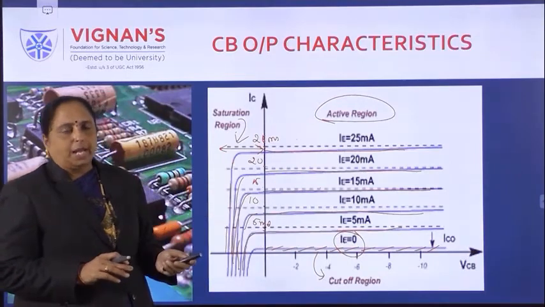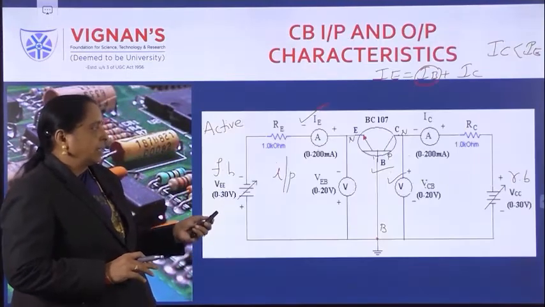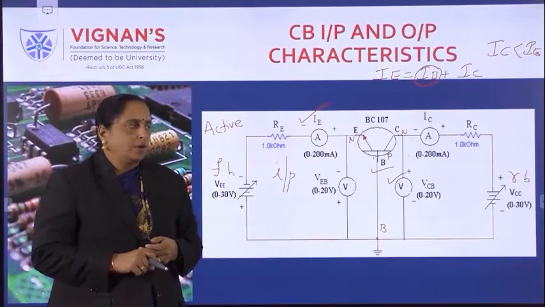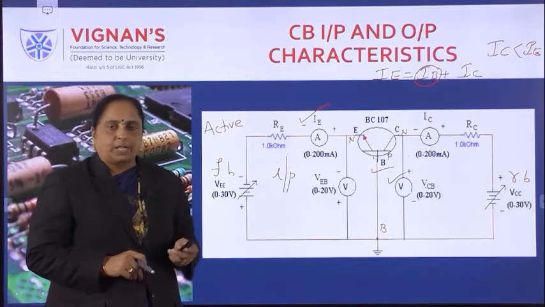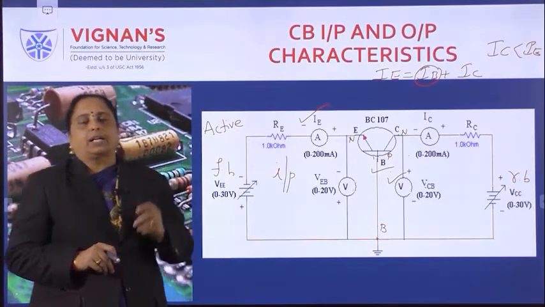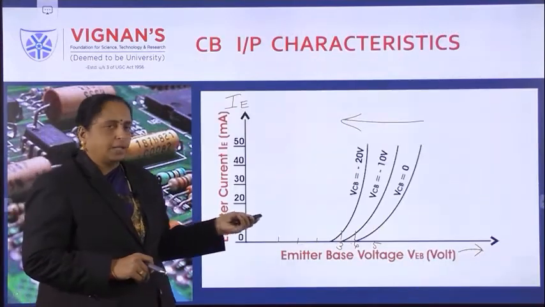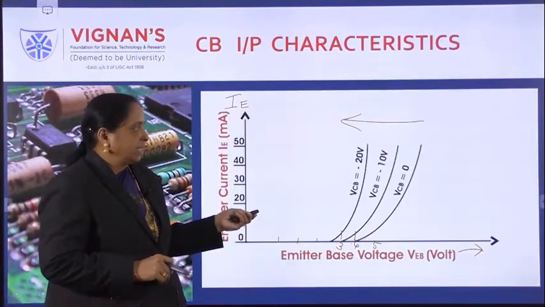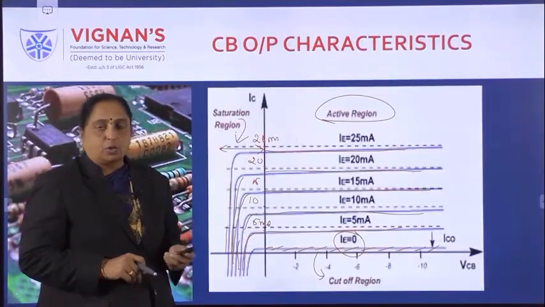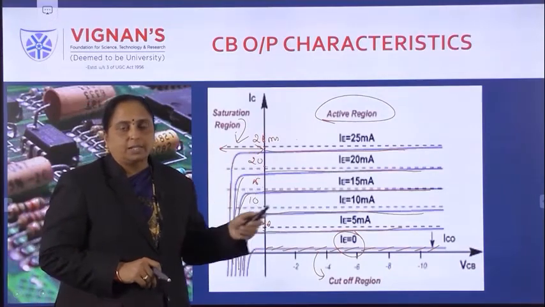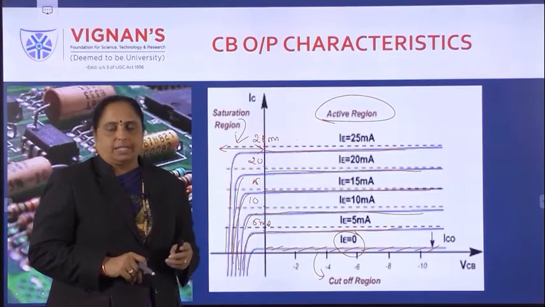So the question will be like this: draw the characteristics of BJT, the experimental setup of BJT under common base configuration, and discuss input and output characteristics. So these are input characteristics and these are output characteristics. On the output characteristics, you have to mark these three operating regions.